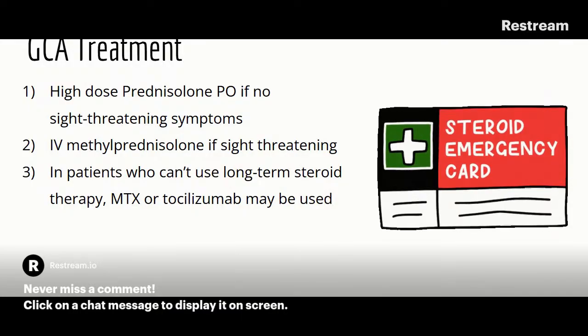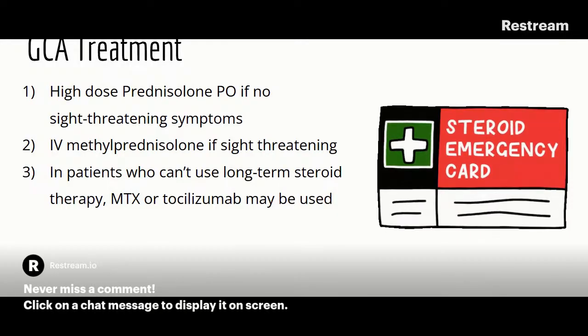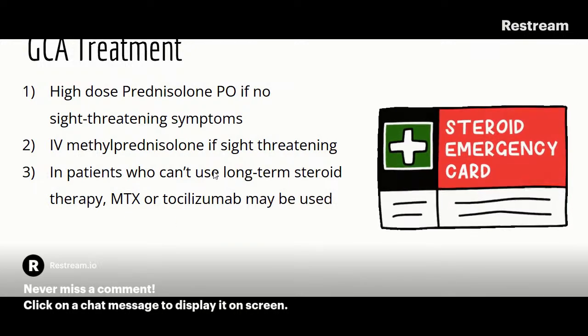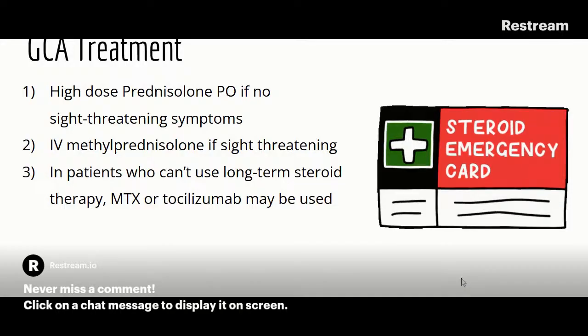Treatment is going to be high-dose oral prednisolone if they have no sight-threatening symptoms. If they are having sight-threatening symptoms, ophthalmology should be involved as well, and they're going to give them IV methylprednisolone. You can consider methotrexate or tocilizumab in patients who can't use long-term steroids. So if they're at risk of becoming diabetic or it's affecting their blood sugar control, you can consider these alternative immunosuppressants.